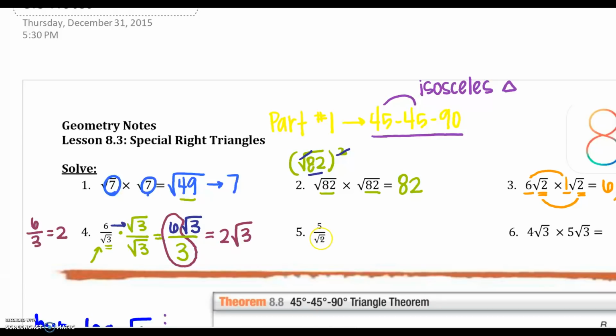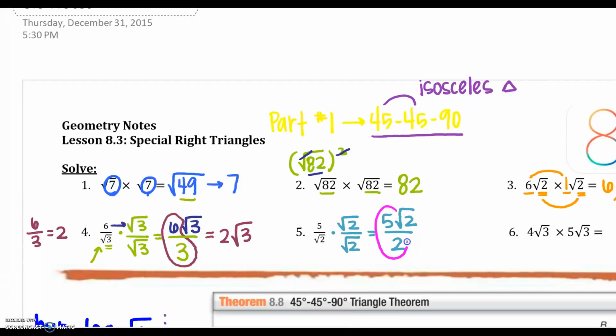All right, I have 5 divided by square root of 2. Again, I cannot leave that square root of 2 in the denominator, so I multiply both the top and the bottom by the square root of 2. That is really just multiplying it by 1, keeping it equivalent. So that denominator becomes 2, square root of 2 times square root of 2, and then 5 square root of 2.